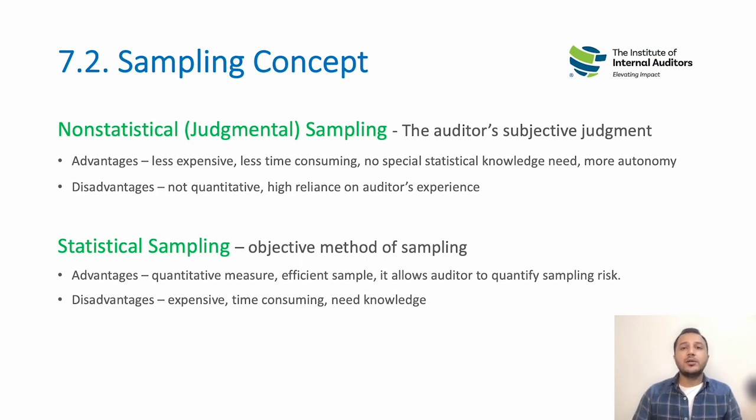It might also cost you more, because sometimes software, or getting a good auditor with such skills, might be more expensive. It might be more time consuming, and obviously it needs knowledge of statistics. So there are pros and cons to both. You can maybe use both concepts within one engagement. In certain areas of the business you can use judgmental sampling, and in other areas you can use statistical sampling.